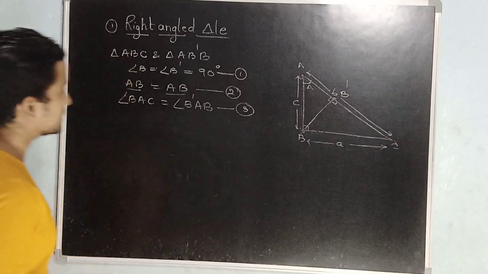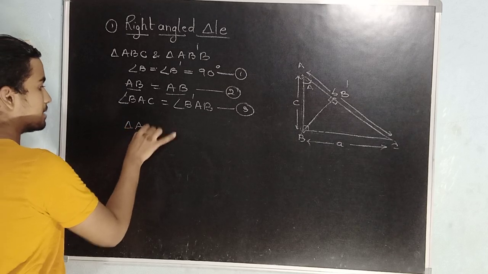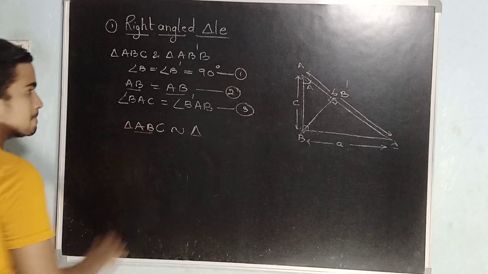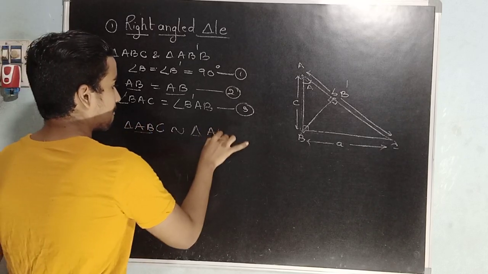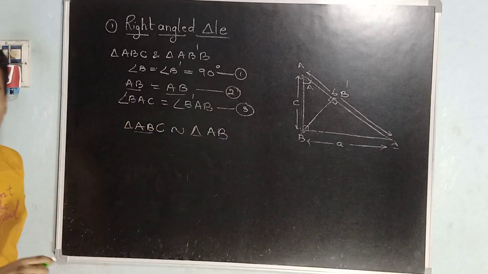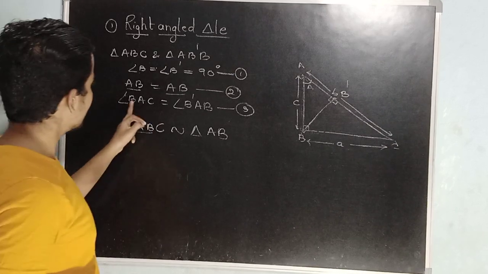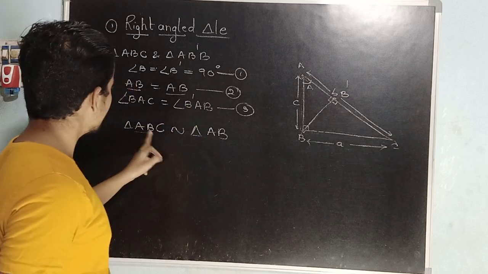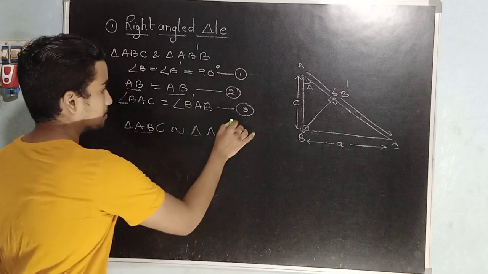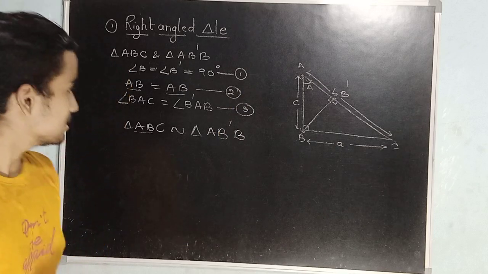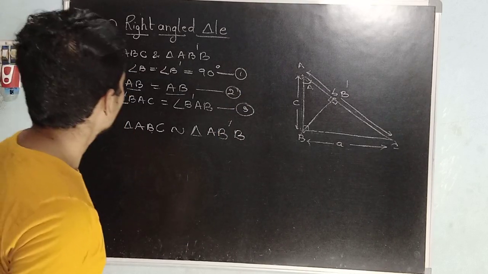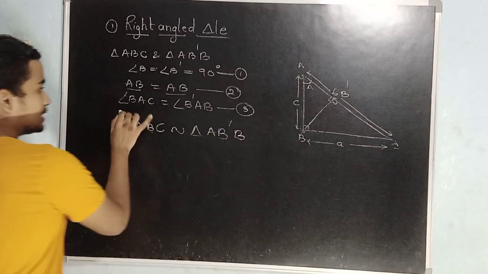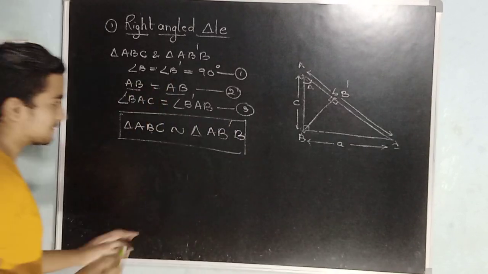So by all these three conditions, it can be proven that triangle ABC is similar to triangle AB dash B. AB is the common side, and angle BAC is nothing but angle B dash AB. Angle B is equal to angle B dash. So this is the result that we need to remember.